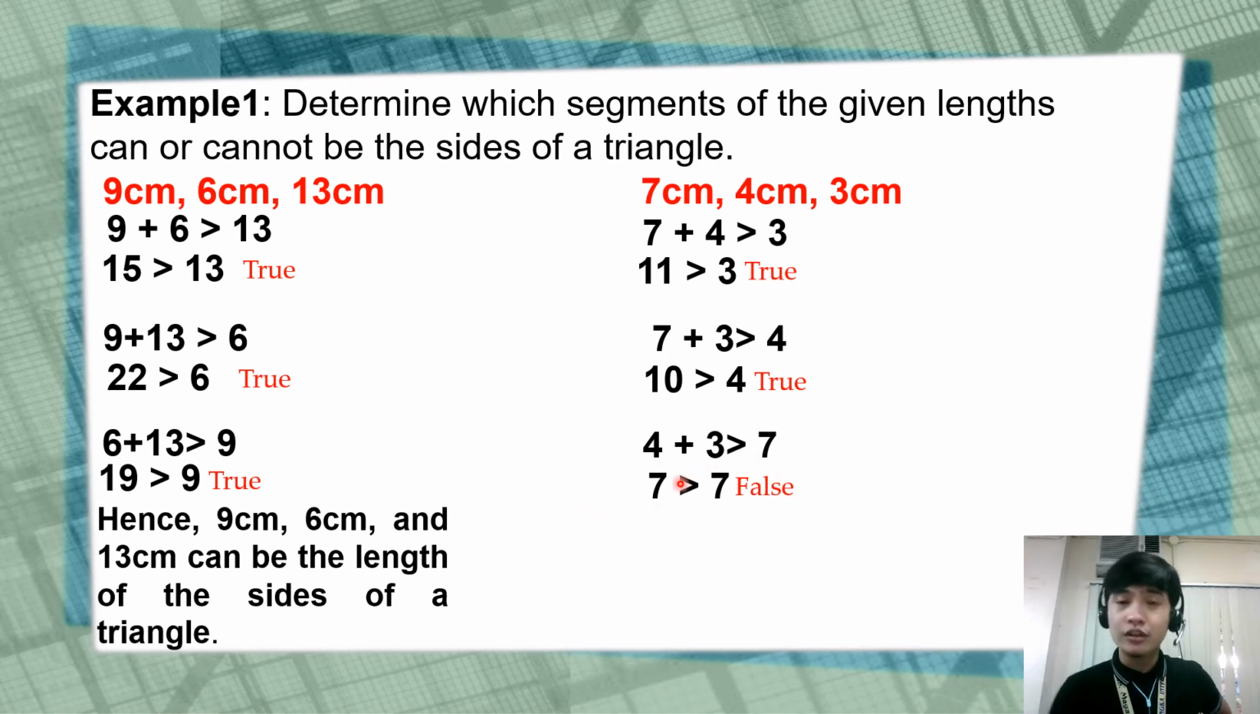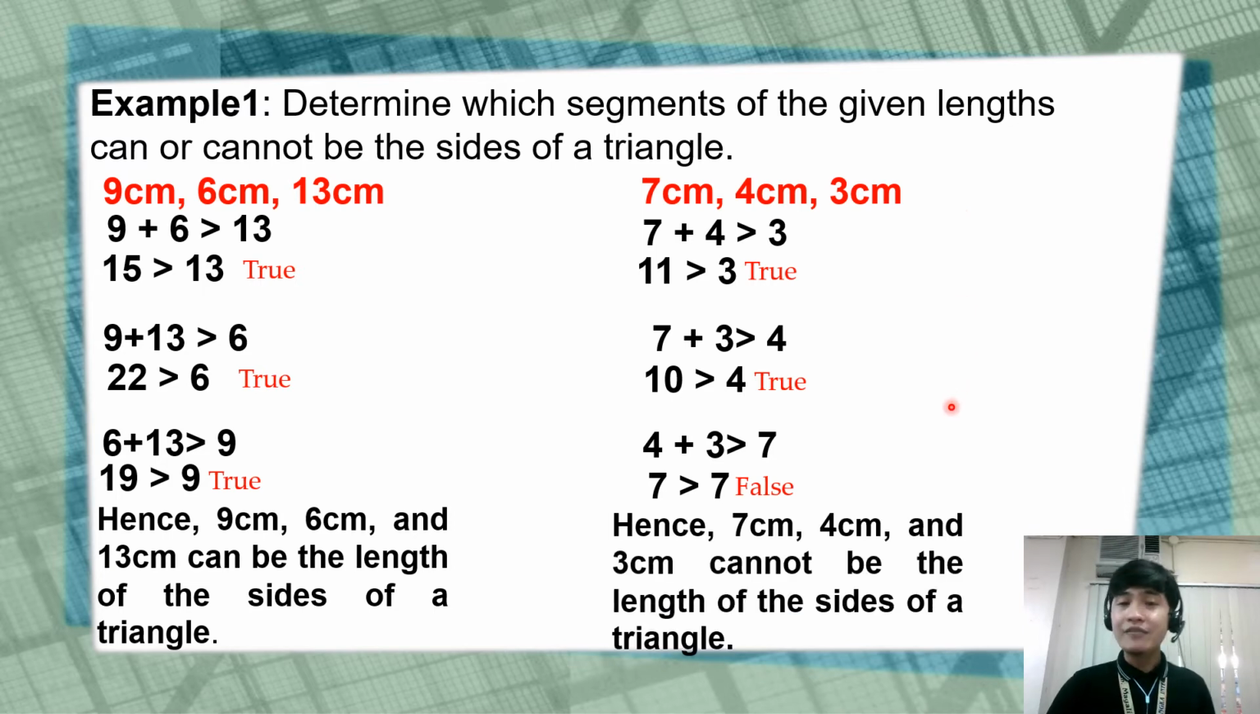Ngayon, ano ang implikasyon nitong 7 cm, 4 cm, and then 3 cm? Dahil may isang condition dito na hindi nag-comply doon sa concept ng triangle inequality theorem, which states that the sum of any two of its sides should be greater than the measurement of its third side, we can conclude that 7 cm, 4 cm, and 3 cm cannot be the length of the sides of a triangle. So example number 1 is actually a perfect illustration of triangle inequality theorem. Ano bang ibig sabihin? Paano ba gumagana yung triangle inequality theorem? So, yan po yung example number 1.